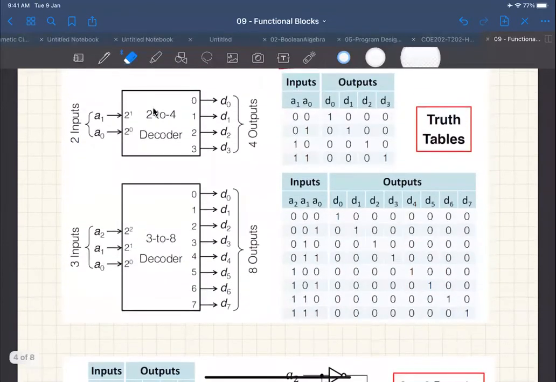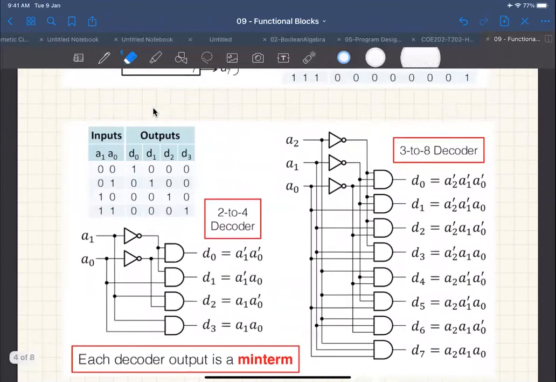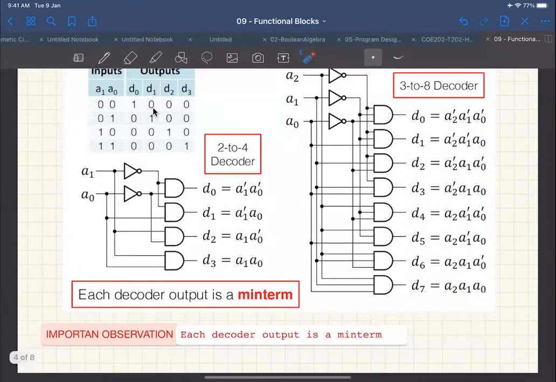But before we do that, let me see what is inside now. This is, as I told you, just a minterm, and this is the 2 to 4 decoder. It's nothing but a bunch of AND gates, 4 AND gates. D0 is going to be A1 complement, A0 complement, and so on and so forth. Each decoder output is a minterm, and the same thing goes for the 3 to 8 decoder. This slide is taken from Dr. Mudawwar's slides. The important observation here is that each decoder output is a minterm.